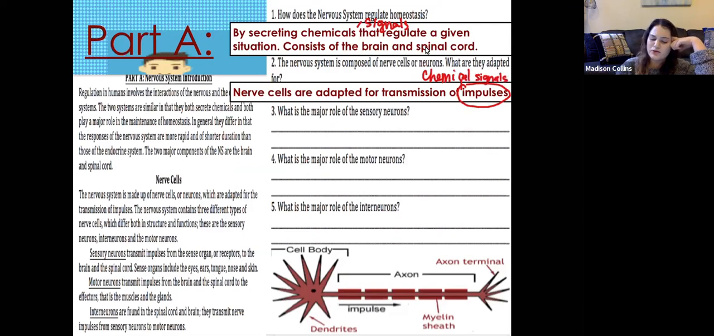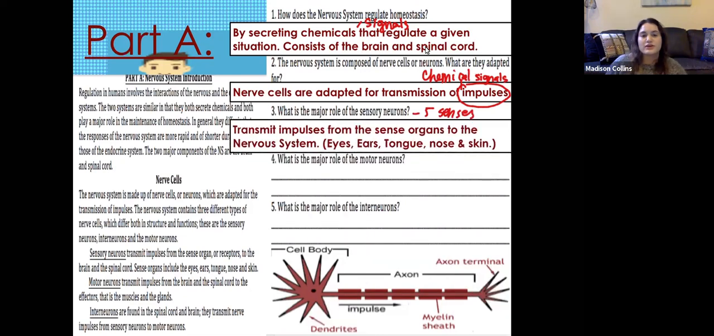But what is the major role of the sensory neurons? So we learned about 3 different types of neurons. Well, sensory, remember I told you to think of your 5 senses. So our sensory neurons transmit impulses, those chemical signals, from the sensory organs to the nervous system. So they send the messages from our eyes, ears, tongue, nose, and skin to our brain and spinal cord.